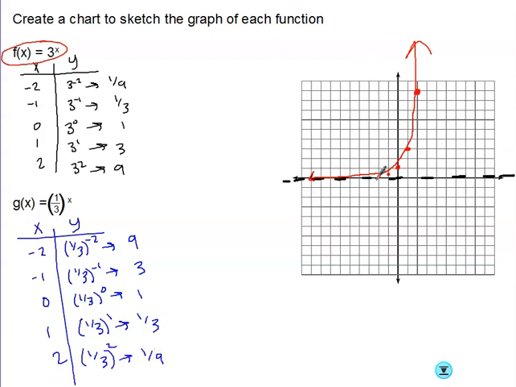Connecting these dots: negative 2 and 9, negative 1 and 3, 0 and 1, 1 and 1/3, 2 and 1/9, and again we're never going to touch or cross that x-axis. So these end up being reflections of one another.